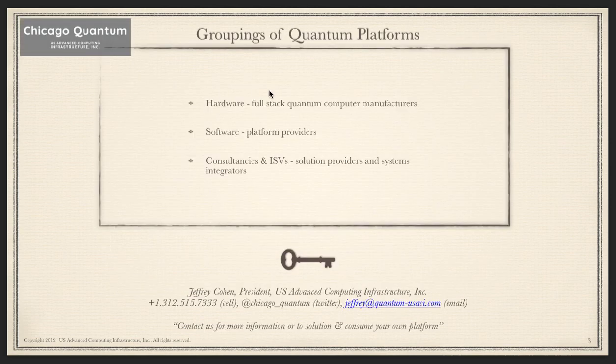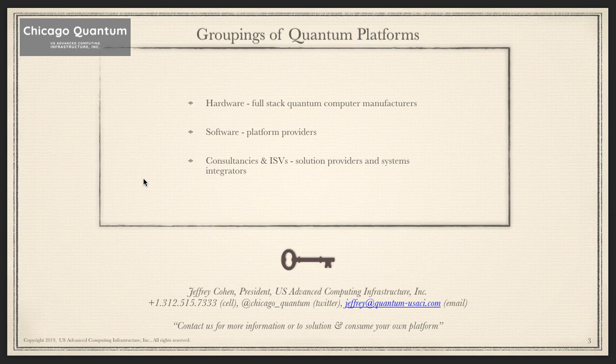So, how do we group them? To start off, we look at hardware, full stack providers, software. Think of them as your platform providers, like your ServiceNow of the quantum business. And then there's consultancies and independent software providers. These are solution providers and system integrators.